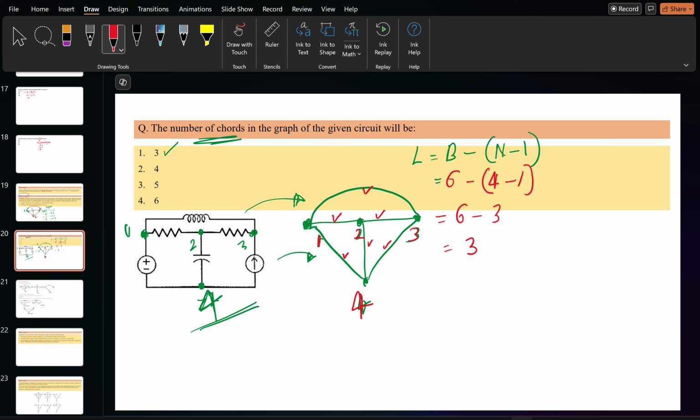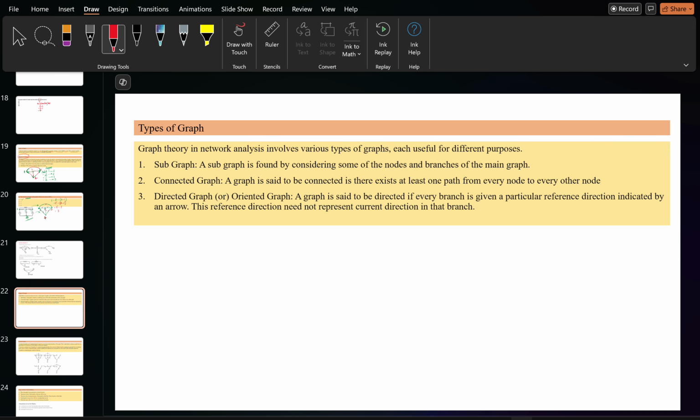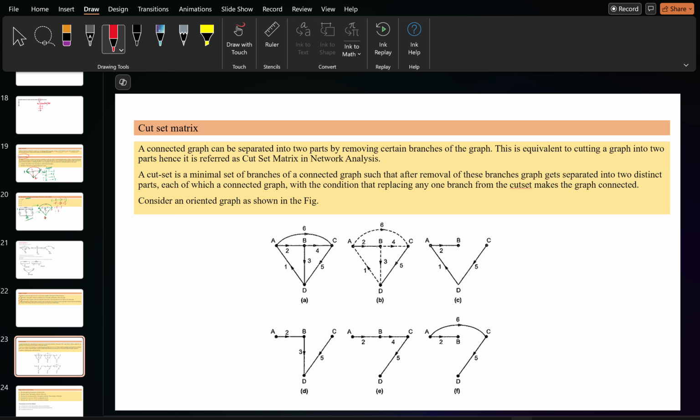Okay. So let me go to one major important part. This I have already explained: what is a subgraph, what is a connected graph, what is a directed graph. You can read it at your home. So let's say the most important part is the cut set matrix. Cut set matrix is basically most important.